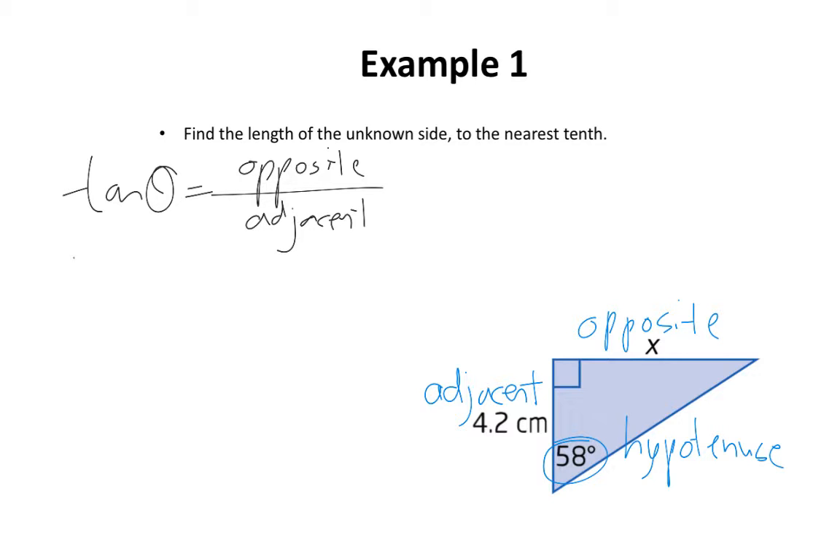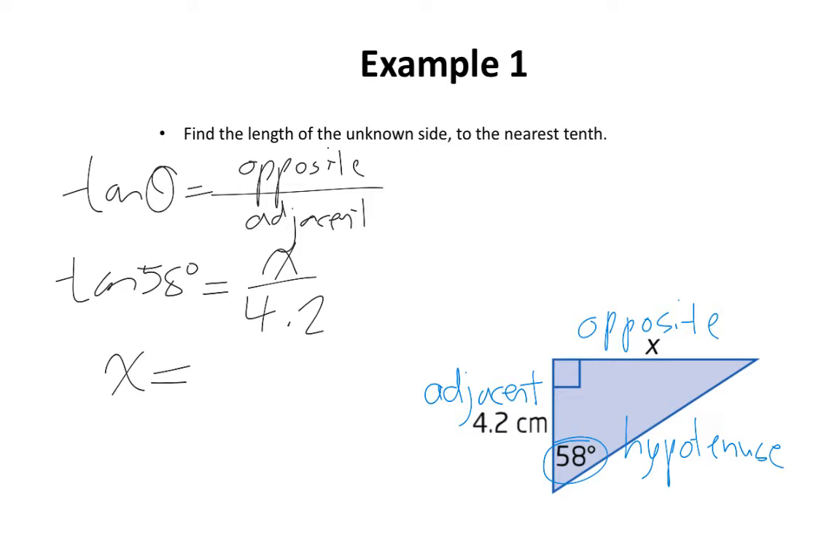adjacent. So at this point, all you need to do is substitute in your values. The angle that we are looking at is 58 degrees, and everything else is relative to that angle. So opposite side would be called x, and the adjacent side would be 4.2. At this point, you need to isolate x. To isolate x, you need to multiply both sides by 4.2.